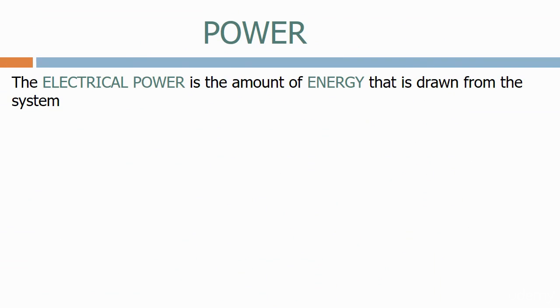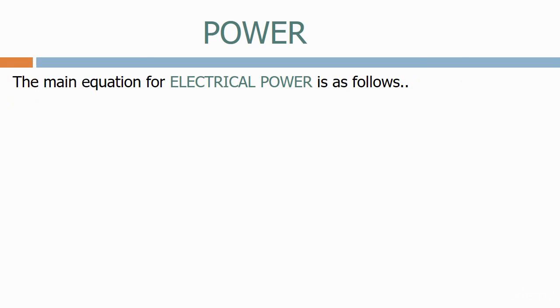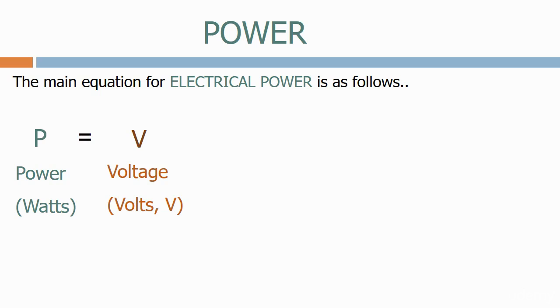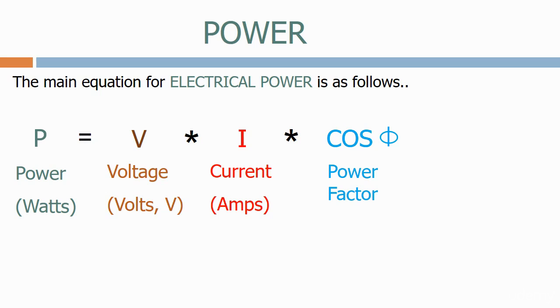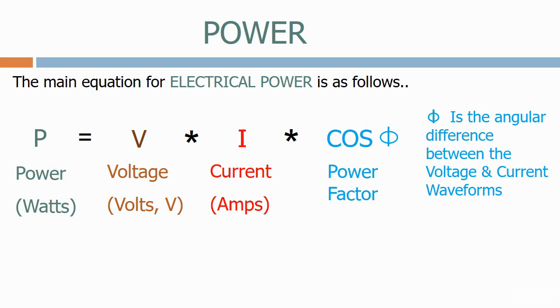The electrical power is the amount of energy that is drawn from the system. The main equation for electrical power is as follows. The power P, measured in watts, equals the voltage V, measured in volts, multiplied by the current I, measured in amps, multiplied by cos phi, which is the power factor. Phi is the angular difference between the voltage and current waveforms.